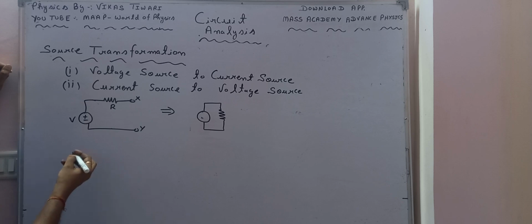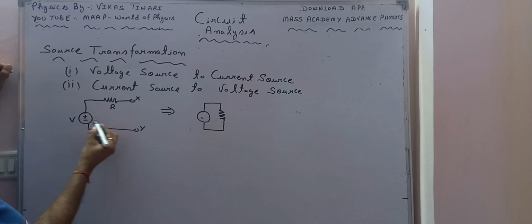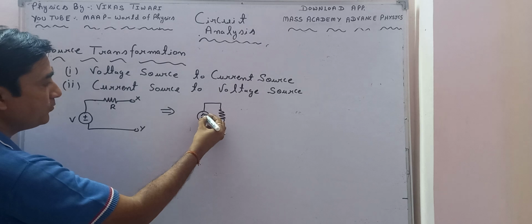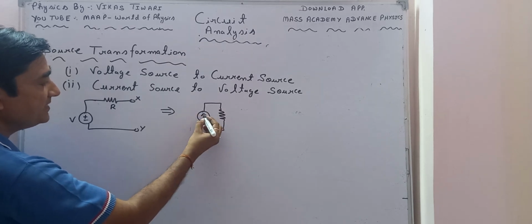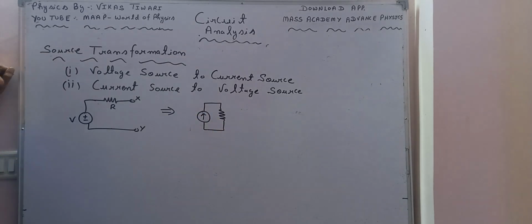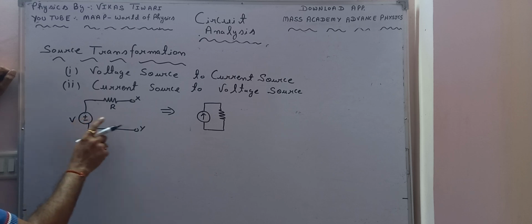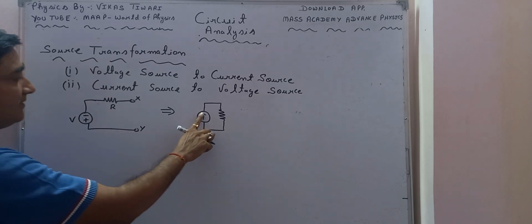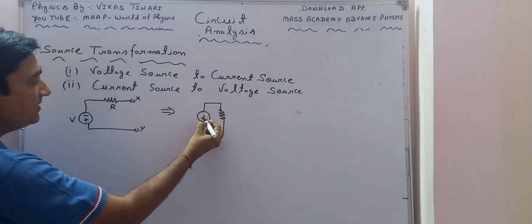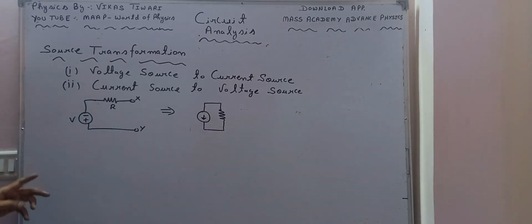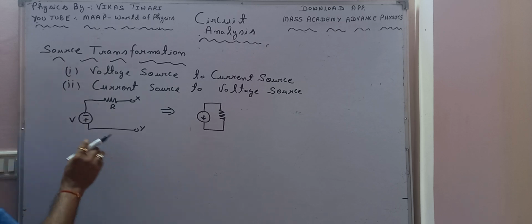The arrowhead should be put in the direction of plus. Say if this is the plus terminal, wherever the plus terminal is, there I will put the arrowhead. If this was the plus terminal and this was the minus terminal, I will put the arrowhead like this. Okay, so this is what we call source transformation.